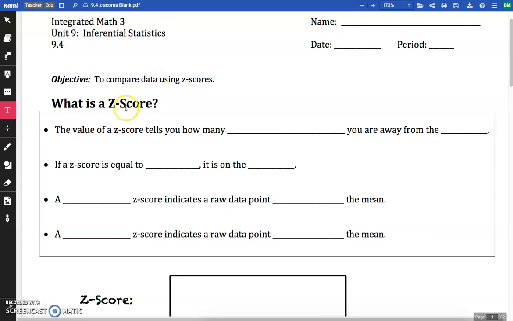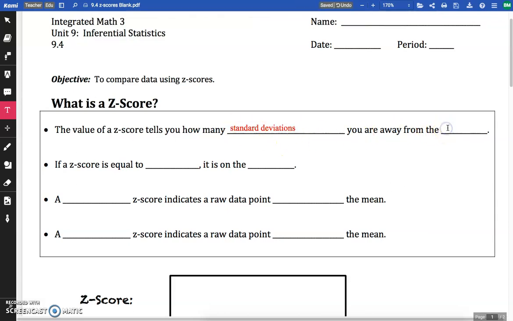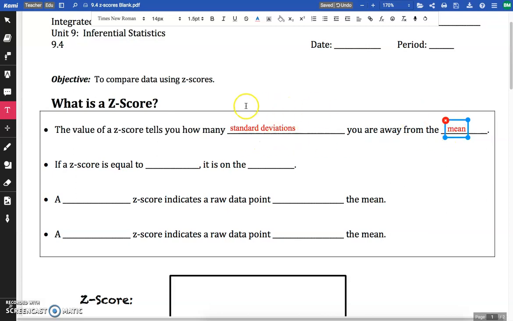So it says the value of a z-score tells you how many standard deviations you are away from the mean. Okay, so it's a way to standardize a bunch of different pieces of information, some different data points, and you can compare them. We're going to be looking at how unusual a certain data point is based on the z-score. So we'll get a little bit more into this definition later in this lesson.